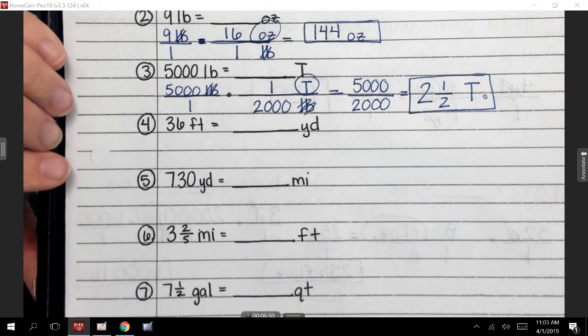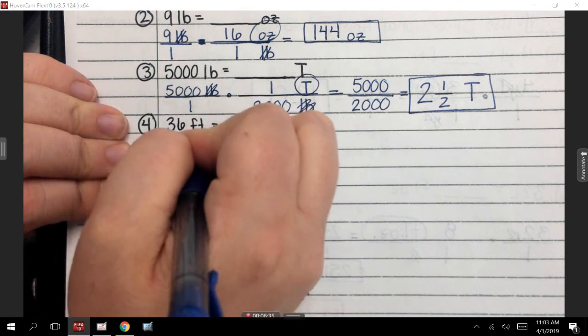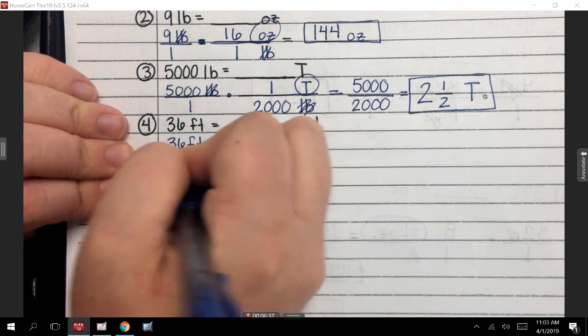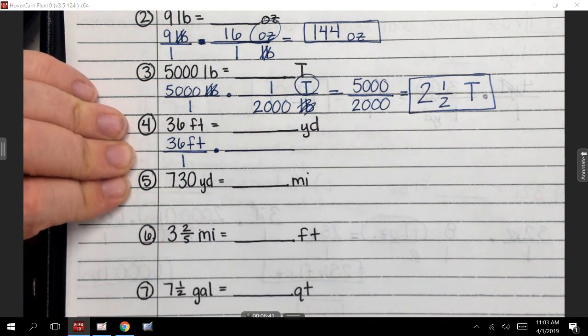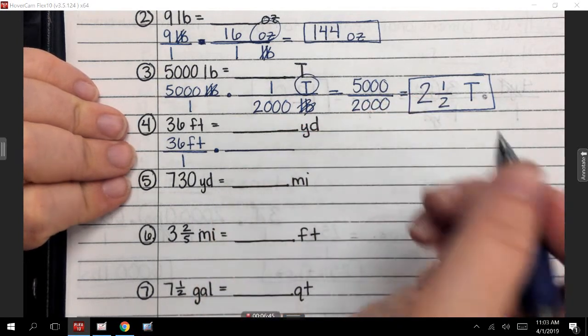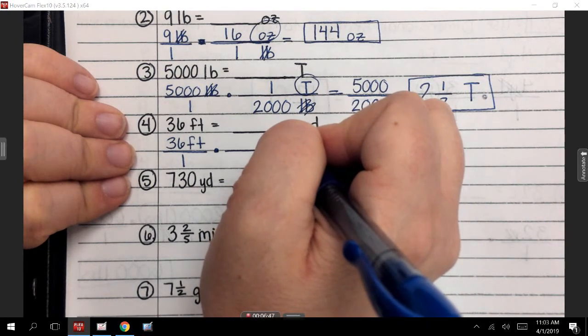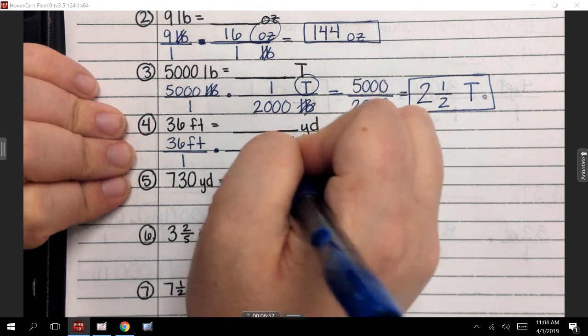All right. Set up my first fraction for me. Maribel? 36 feet over 1. Excellent job. Times my second fraction. Give me my measurements, Hunter. Measurement, not numbers. Yards up top and feet on the bottom. Yards on top, feet on the bottom.